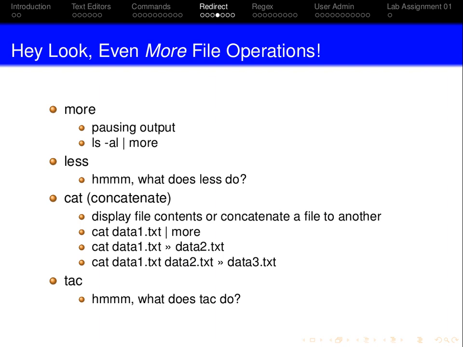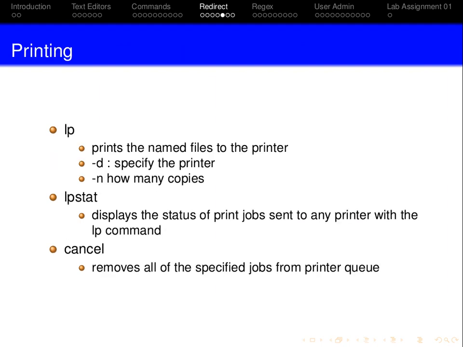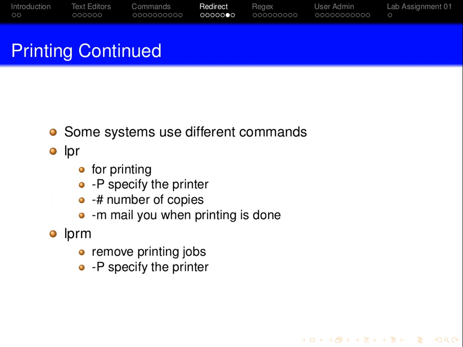We talked about more, less, cat, tac. We did talk about cat and tac, right? Good. All right, printing. You're not going to be able to print. This capability doesn't work under Bash on Ubuntu under Linux, but we never really need to use it. Just keep in mind that there are some tools if you wish to print from the command line. LP prints the file, LPstat tells you about it. There's also LPR, which may be what you need to use depending on your operating system and your environment. It's not available here, but it's good to know.